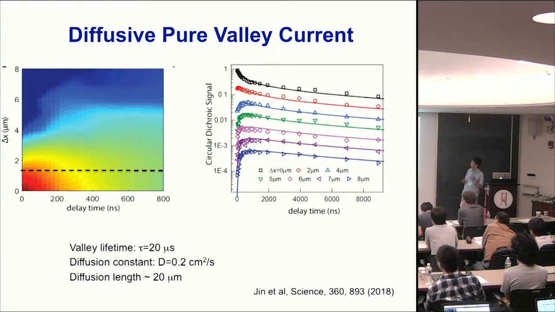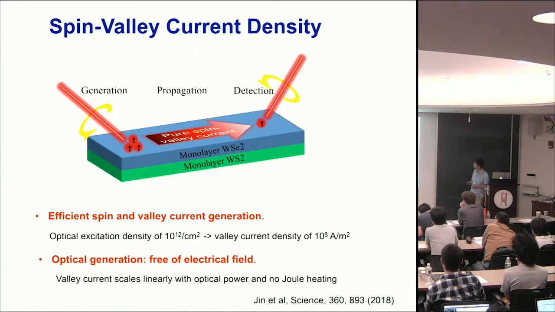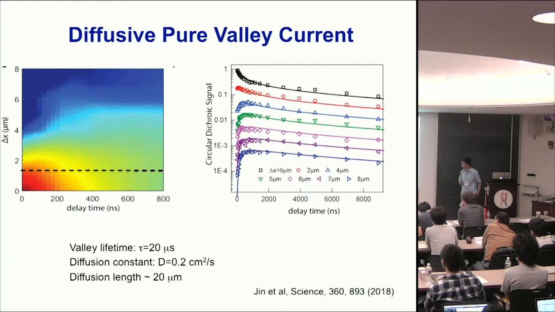So this valley polarized current can actually diffuse quite long, so much larger than a typical device. And another thing that I would like to point out is that the diffusion constant is related to mobility through the Einstein relation. So that tells us that with this pure optical pump probe measurement, we can start to access the transport property in the material.